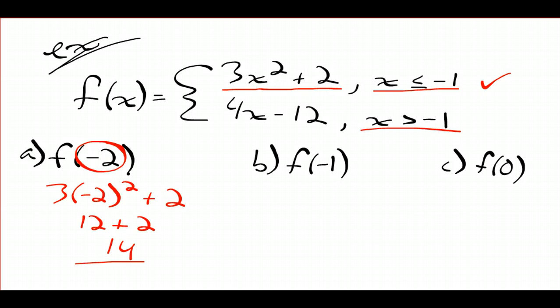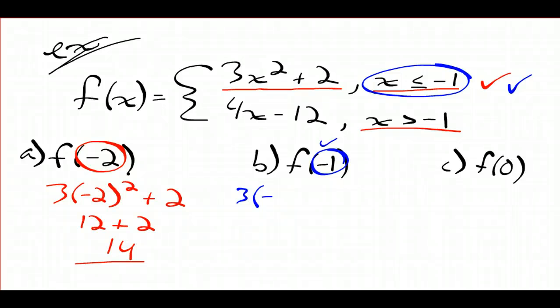Looking at negative 1, negative 1 is less than or equal to negative 1, so I'm going to use the top one again because of its less than or equal to, just looking at the restrictions. Again, I'm going to take what I had for x and put it in x's place. Negative 1 squared is positive 1, times 3 is 3, so I have 3 plus 2. 3 plus 2 hopefully is 5.